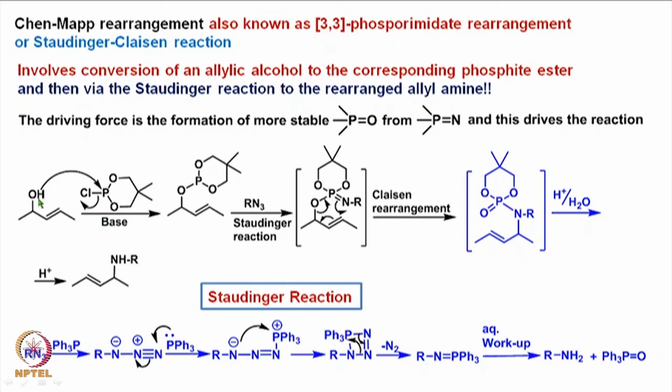So, we have converted the alcohol to the corresponding amine with, of course, a rearrangement, and that involves the movement of the double bond from here to here and formation of a carbon nitrogen bond here. So, this is what is known as the Chan-Mapp rearrangement.